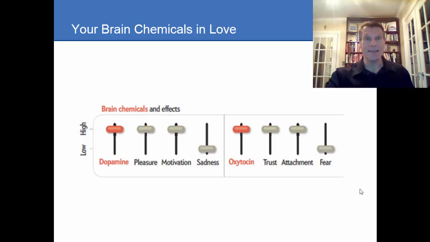Oxytocin is a bonding hormone. Oxytocin is high anytime we have a lot of body touching: parents hugging their children, mothers nursing their babies, husband and wife hugging each other, lovers making love. Oxytocin will be high. When that happens, trust is high, attachment is high, and fear is low.